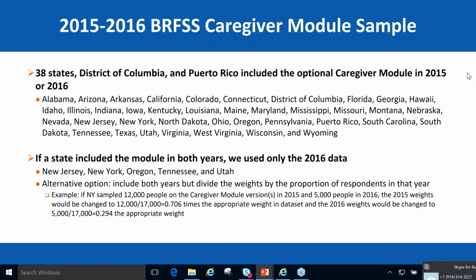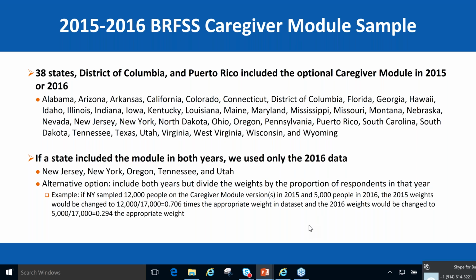So the data that I'm presenting here combines the 2015 and 2016 BRFSS caregiver module states, not quite as large as the cognitive decline module was during these 2 years, but 38 states, the District of Columbia and Puerto Rico, included the caregiver module in one of those years. And I just want to note, some states, the 5 listed there, included the module in both years. And so when that happened, we just used the most recent year of data.